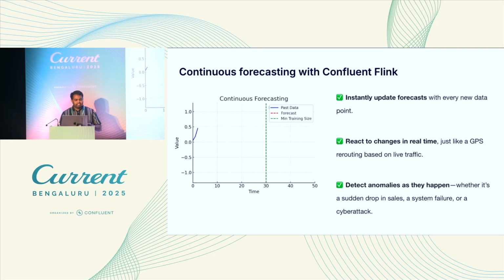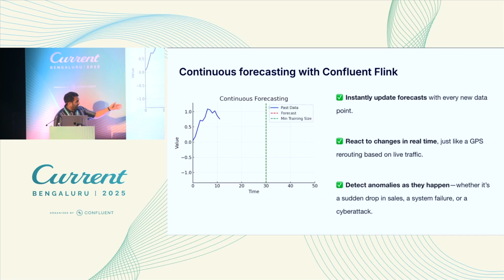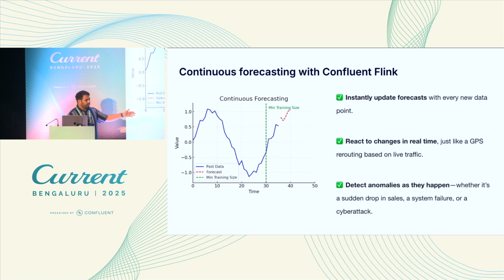What we really need is a GPS that updates every second, a system that continuously adapts in real time. And that's exactly what real-time continuous forecasting with Confluent Flink is. Instead of running forecasts once a day or once a week, Flink allows businesses to instantly update forecasts with every new data point, react to changes in real time, and detect anomalies as they happen. It's very similar to the GIF that you see here. As you hit a minimum training size, you start seeing forecasts for every new data point that comes after it.